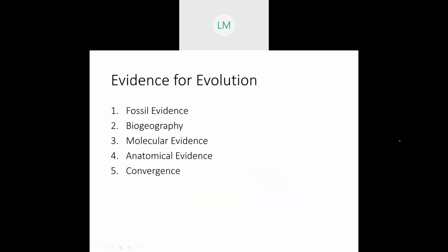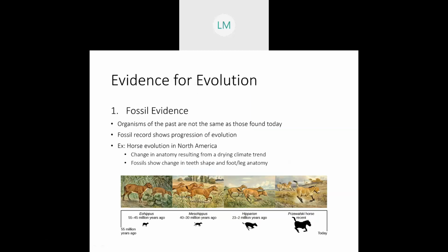So now we're going to move on from the mechanisms of evolution and talk about the different lines of evidence for evolution, and there's a lot of them. So the first one is going to be fossil evidence. This is basically just saying that when we find fossils, they look different than what we see today, right? Organisms have changed. They're not the same today as those that were found in the past.